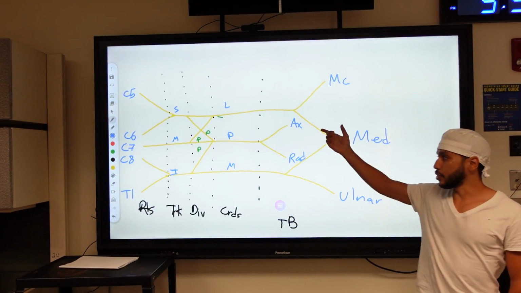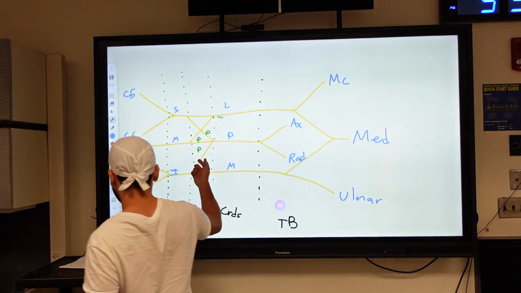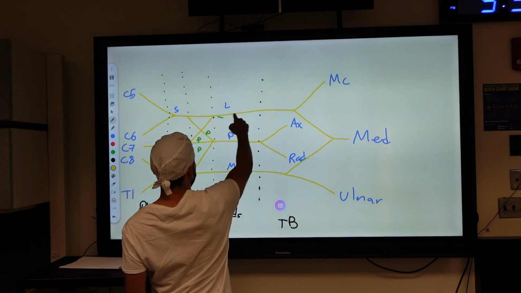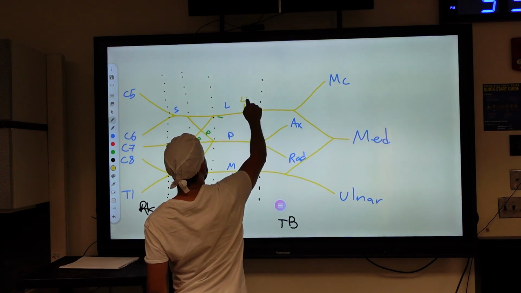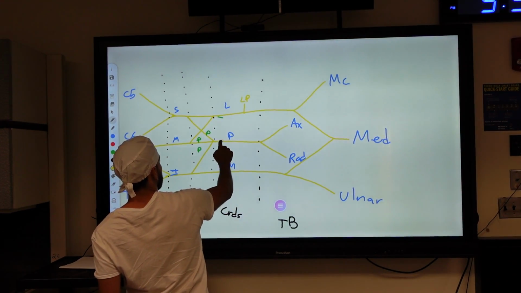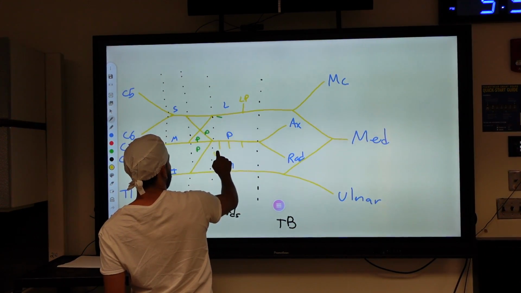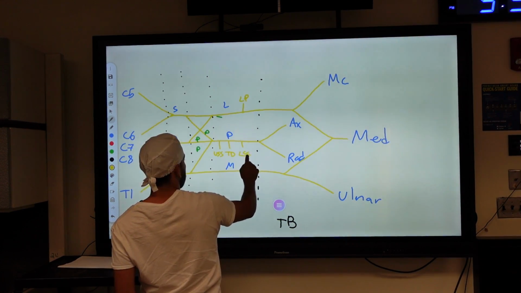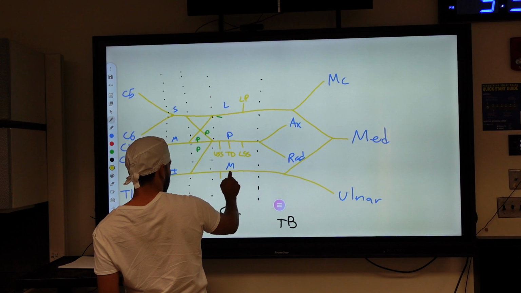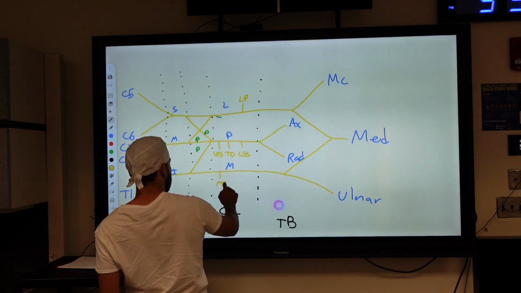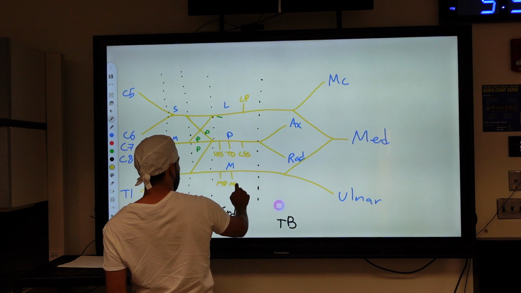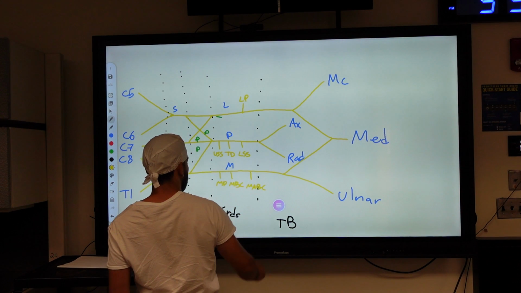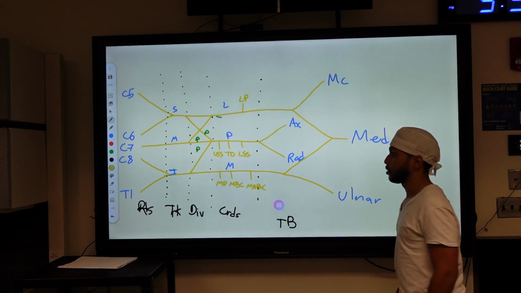All right? The rest of the nerves that come off the cords, right? Because there's all the smaller nerves that come off these cords. So for example, from the lateral cord, we have the lateral pectoral nerve, right? From the posterior cord, there's 3 of them that come off: the upper subscapular, thoracodorsal, and lower subscapular nerves. And then from the medial cord, there's going to be the medial pectoral, the medial brachial cutaneous, and then the medial antebrachial cutaneous that come off that cord. Okay?